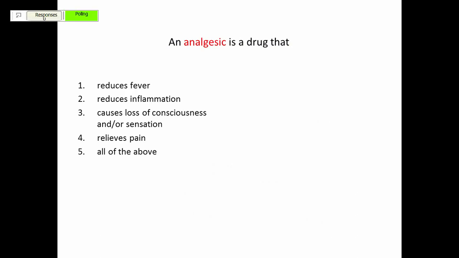So a turning point question would be, an analgesic drug is a drug that 1. Reduces fever, 2. Reduces inflammation, 3. Causes a loss of consciousness and or sensation, 4. Relieves pain, or 5. All of the above. And the answer is number 4, relieves pain. So the definition of an analgesic drug is a drug that relieves pain.